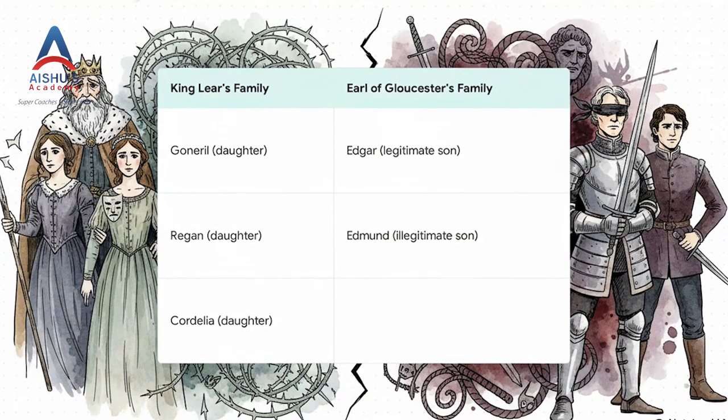So let's break it down. You've got these two families at the center of everything. On one side, Lear's, which is being torn apart by lies you can hear, all that fake flattery. And on the other, you have Gloucester's family, which is about to be destroyed by a lie you can see, a forged letter cooked up by his illegitimate son, Edmund.